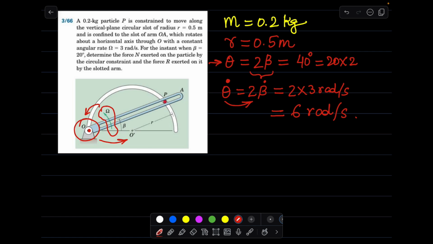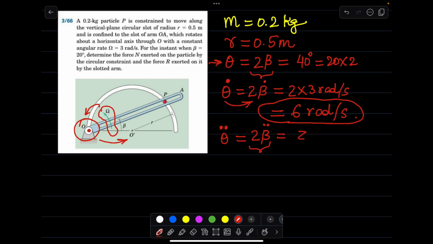Now moving to the next point, we will try to find theta double dot. So guys, there are 2 ways. First, I can write 2 beta prime or beta double dot, and these are constant quantities. As you see here, we have 6 radian per second, so it means that acceleration is 0.